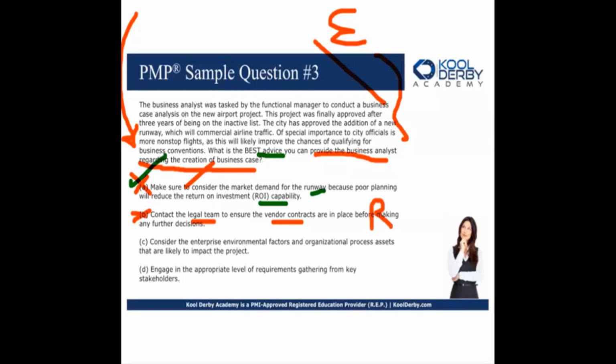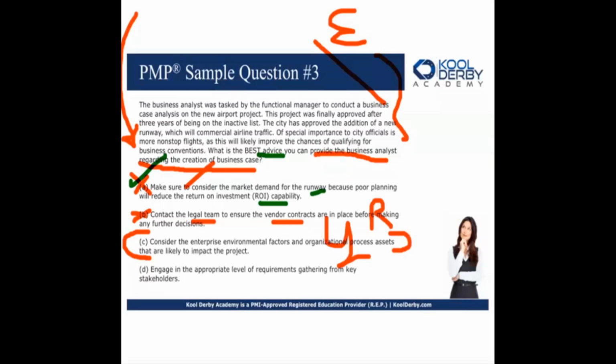All right, what about C? Consider the enterprise environmental factors and OPAs that are likely to impact the project. Is that possibly an answer? Yes, it's possibly an answer. Is it the best answer?